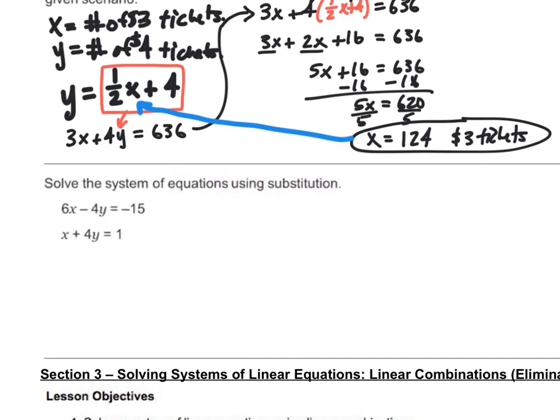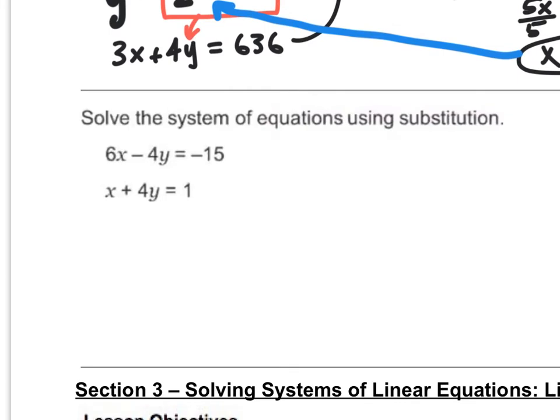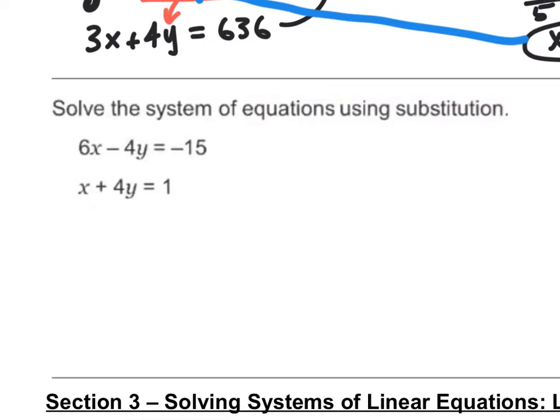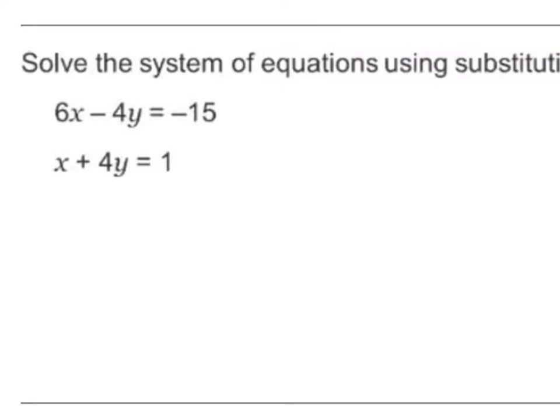Now let's take a look at the final example here, and this is solving systems of equations using substitution. In both of these equations, I don't have an isolated variable, meaning that I don't have x equals or just y equals something. So I've got to manipulate this a little bit. I'm going to take this equation here, x plus 4y, and solve this for x, because this is an easy variable to solve for.